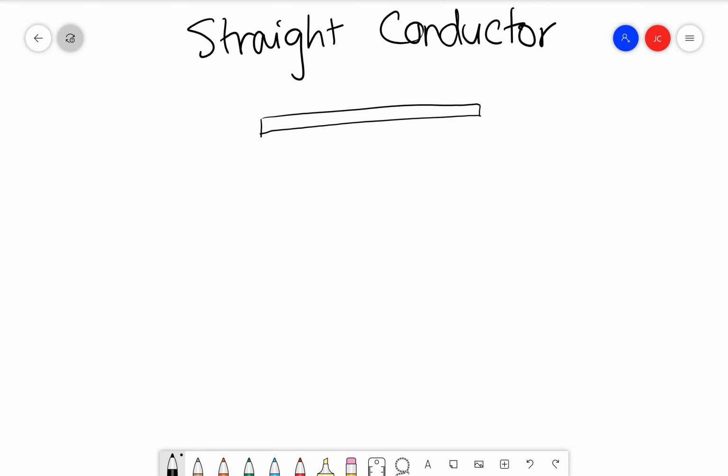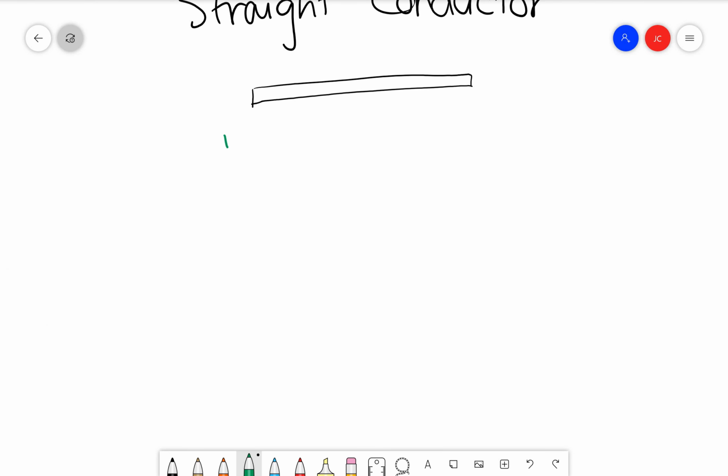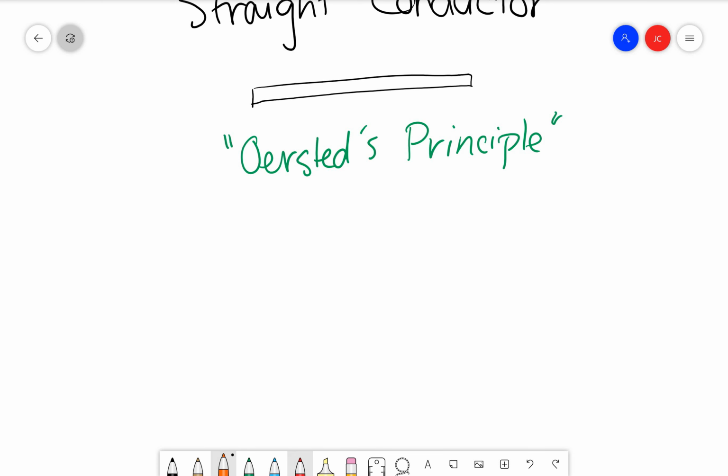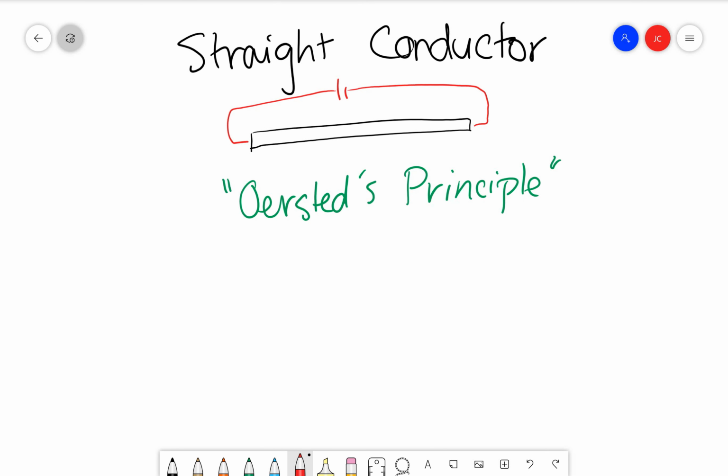Now, straight conductors obey a law called Oersted's principle. And what Oersted's principle says is that anytime current moves through a conductor, so if you put current through this conductor, like with a battery here, it produces a magnetic field around the conductor. This is actually true of anything. It doesn't have to be specially designed. If you have current flowing through something, it will be magnetized, even slightly.